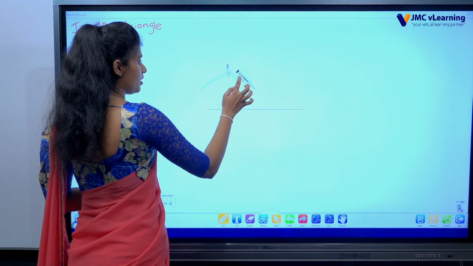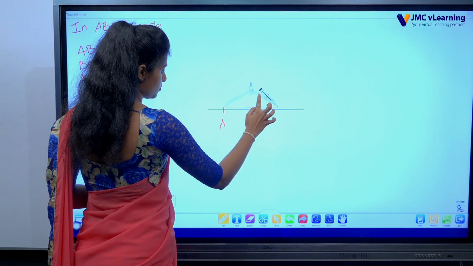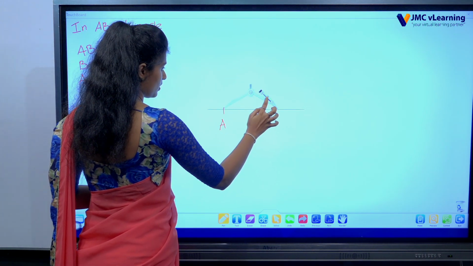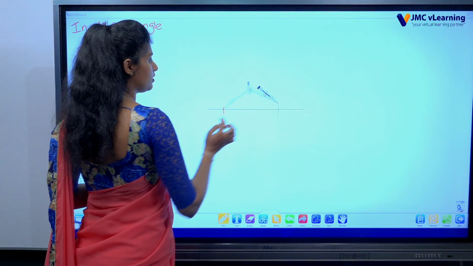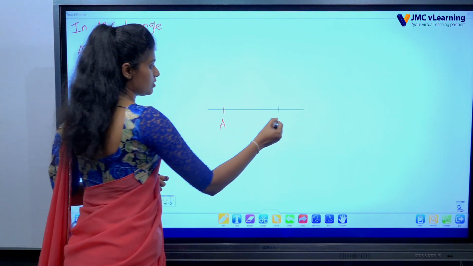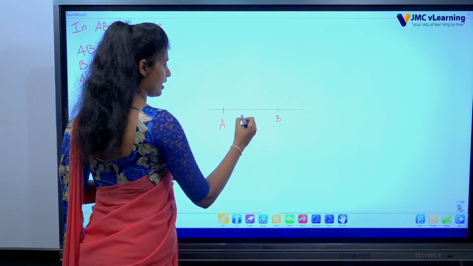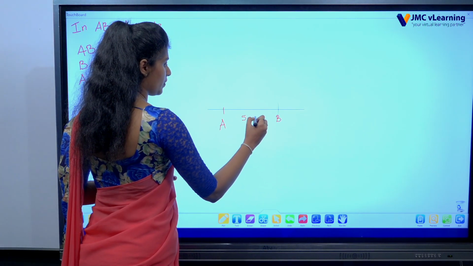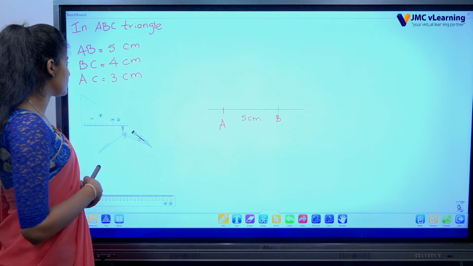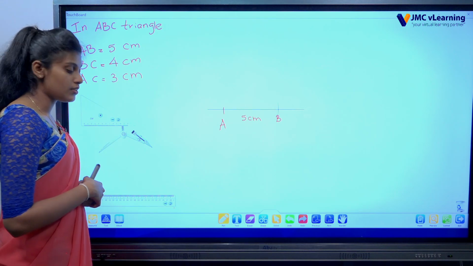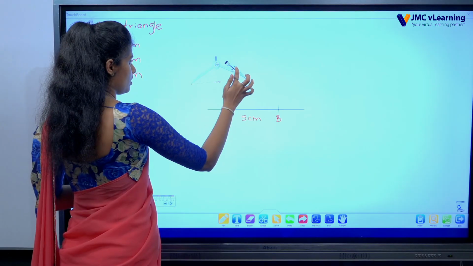Then keep this compass on this point, and after draw the arc. This point is B point and length is 5 cm. Then let's draw BC side. BC side is 4 cm.